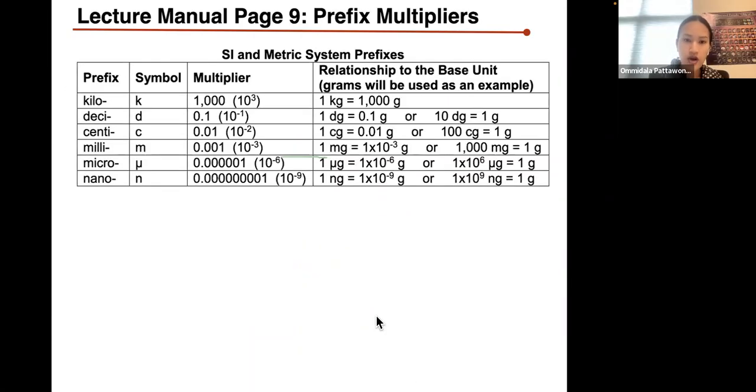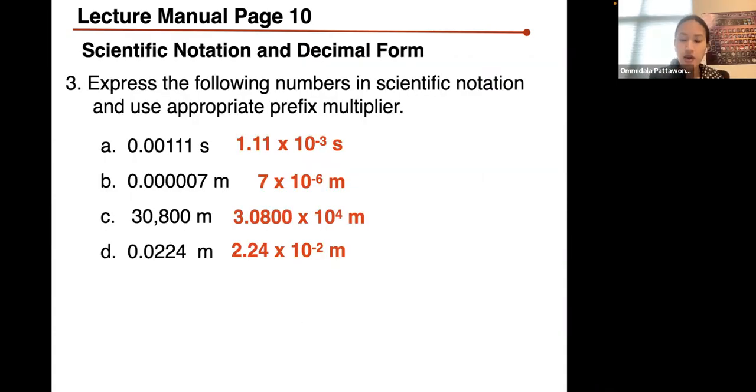So if you go back here, 10 to negative 3 describes milli, right? So 10 to negative 3. So therefore, in this case, I'm going to go back here.